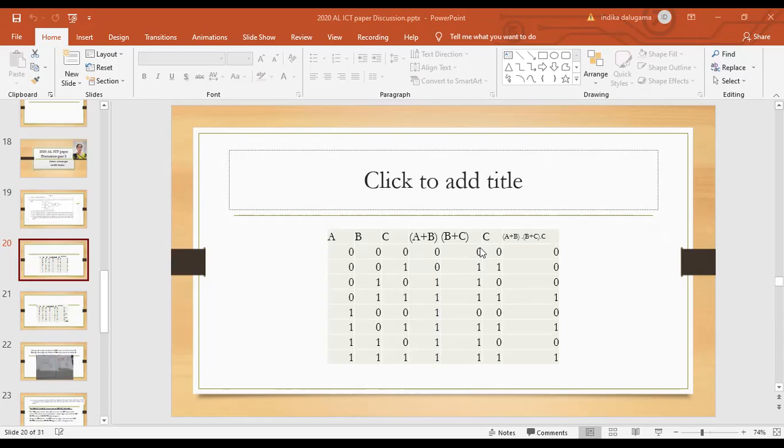B plus C, here you can consider B plus C. 0 plus 0 is 0. Like that, 0 plus 1 is 1. Like that, you can take this column. Then you are considering the C. Then, as it is going through the AND gate, we need to get the multiplication. 0 into 0 into 0 is 0. 0, 1 into 1, it is 0. Like that, you can take the output. So this is the truth table.